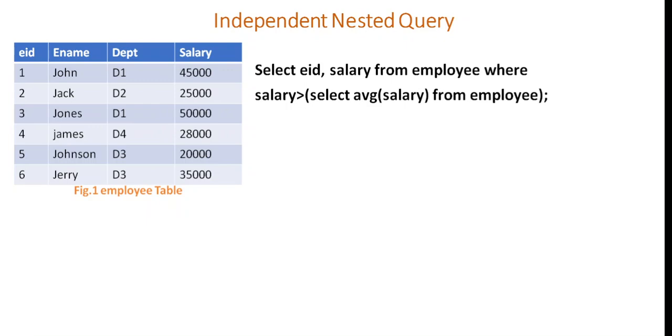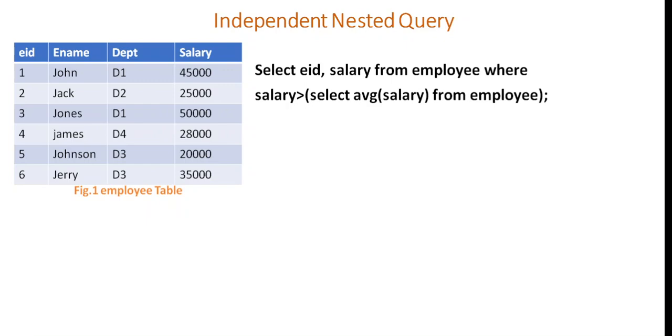When we write this type of query, first the system will execute the inner query. In this case, select average salary from employee is the nested query, the inner query. And select employee ID, salary from employee where salary is greater than, this is the outer query. Here we are working with a single table.